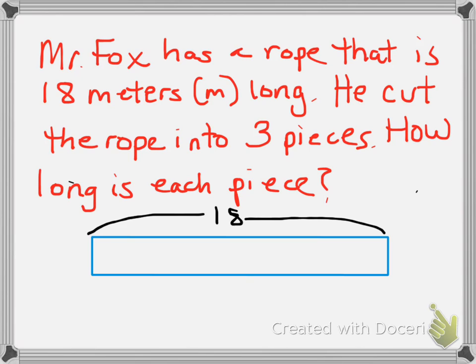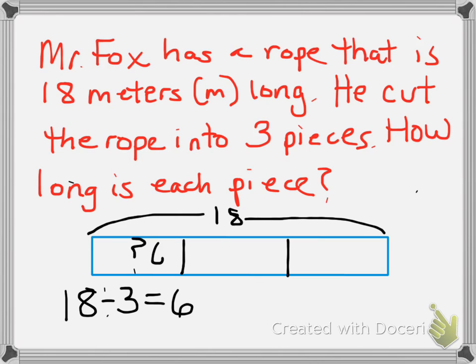Then we find out that he cut the rope into 3 pieces. So I'm going to go ahead and divide the bar, since it represents the rope, into 3 pieces. How long is each piece? Well, looking at the bar, you can tell, hopefully, that we need to divide because we're looking for this. So 18 divided into 3 pieces equals 6.